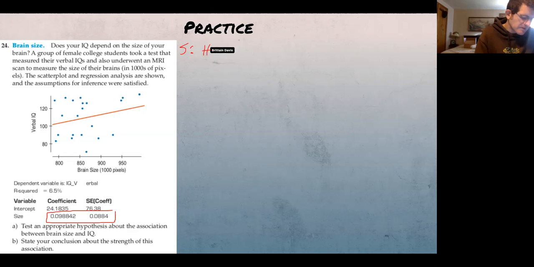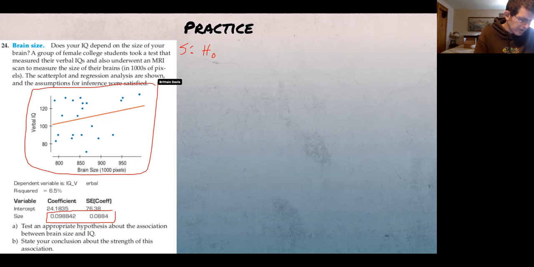We've got our null hypothesis. Actually, before I do that, I want to sketch what's going on. I don't need to sketch it, it's already there. So let me undo that. I'm going to be referring to this scatter plot. I know that brain size is the explanatory variable. The null hypothesis will be that beta is equal to 0. The alternative is that beta is, well, what do you think our alternative should be? Greater than 0, less than 0, or not equal to 0?